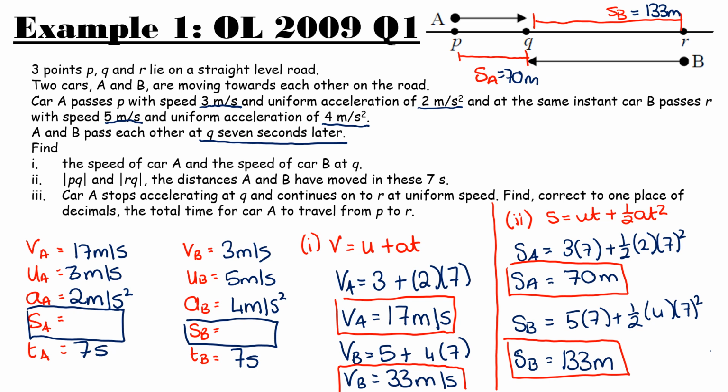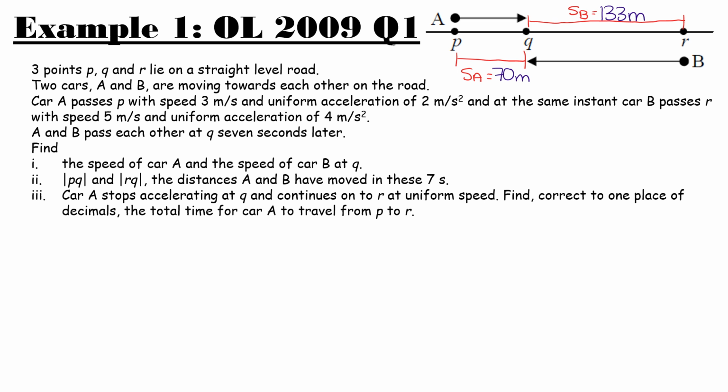So part 3 tells us that car A stops accelerating at Q and continues on to R at a uniform speed. Find, correct to one decimal place, the total time for car A to travel from P to R. I've just cleared the screen so we have a bit more space to work. So the question is asking the total time for A to get from P to R.